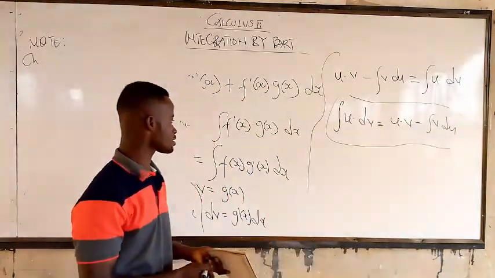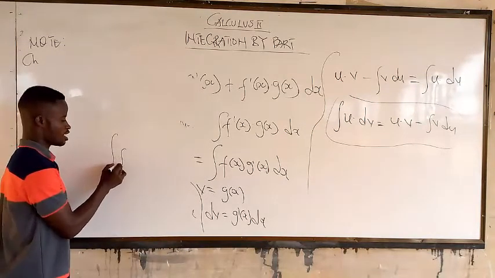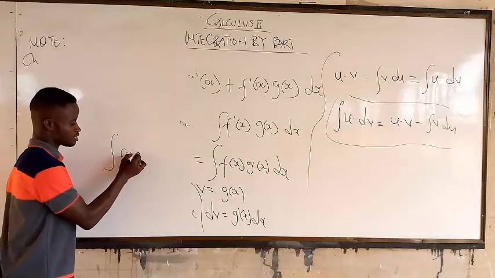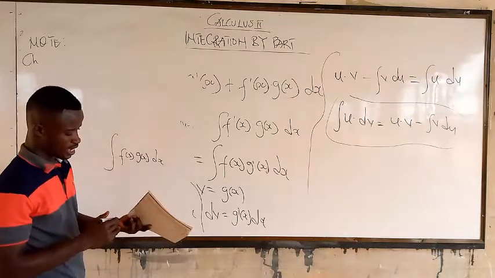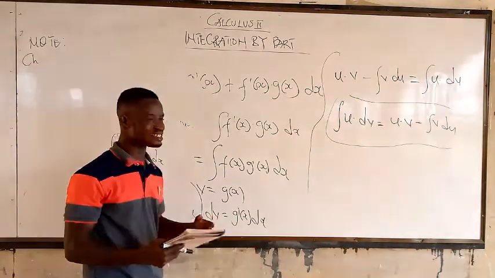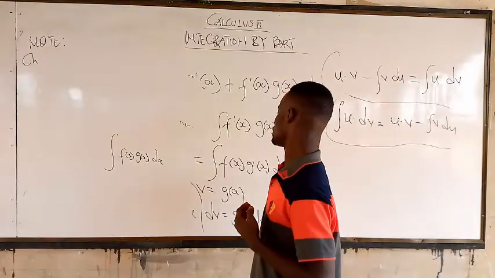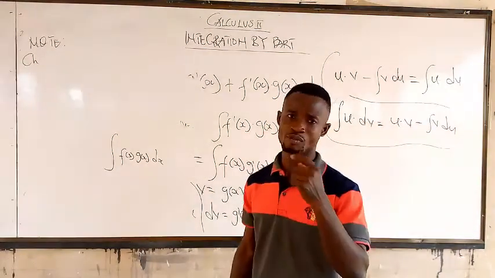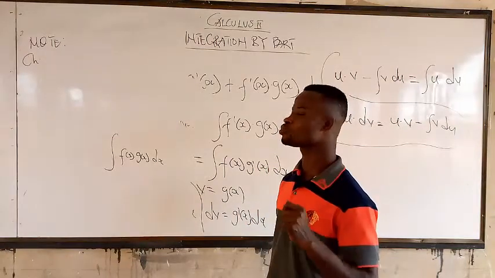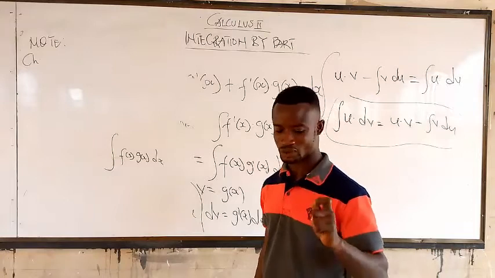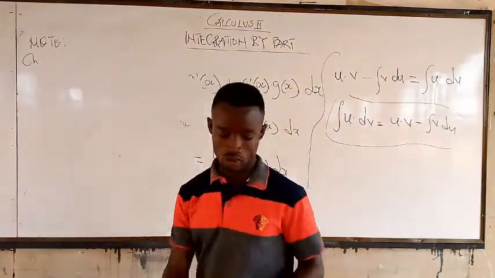Now, the question is, when you have a function f of s and g of s ds to integrate, the one to pick as your u and the other one to pick as your dv is the most important thing. Alright, well, let me go straight to the point. The one to pick as your u is what we are going to emphasize here. So let's look at this.